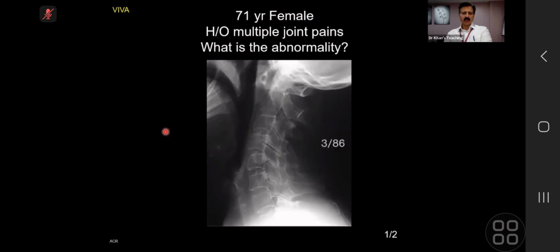Okay, again your case. Concentrate on C1 level. Right, so this is a lateral plane radiograph of a cervical spine of a 71-year-old female, multiple joint pains. I can see an increase in the distance between the anterior arch of atlas and the dens of axis.